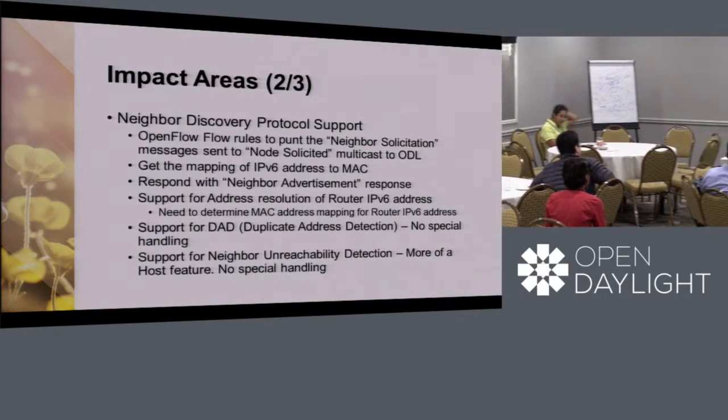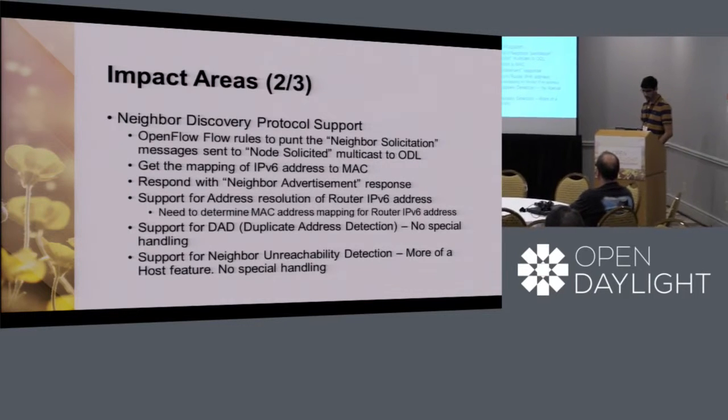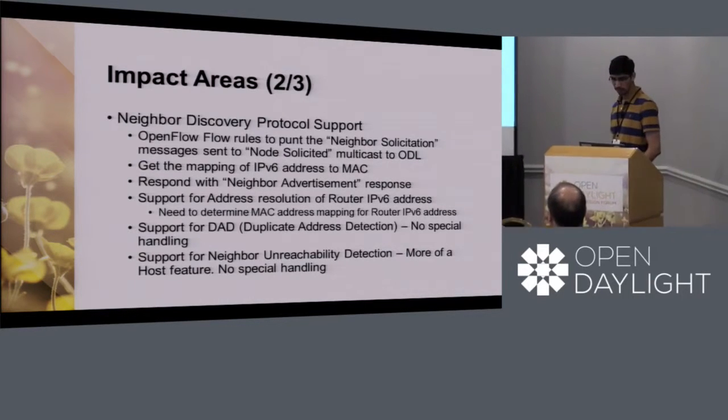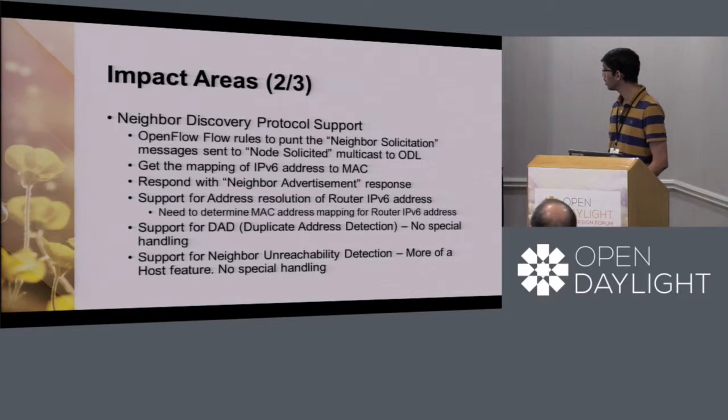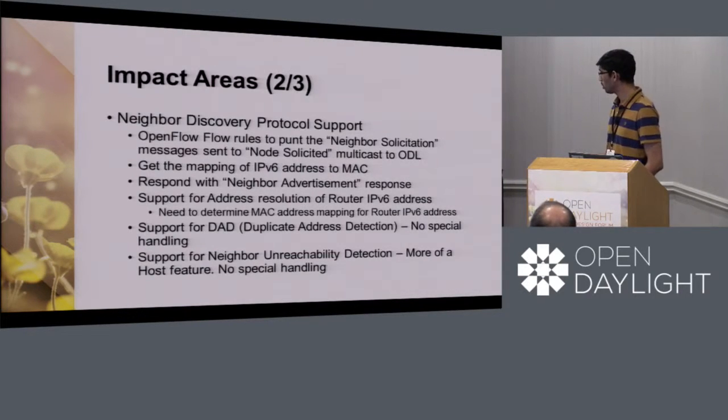Then the other neighbor discovery usages, like duplicate address detection, we feel there is no special handling required. And neighbor unreachability detection is more of a host feature, so no special handling. I'm just thinking on the fly here.